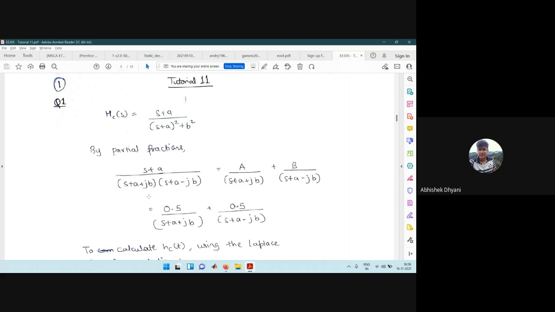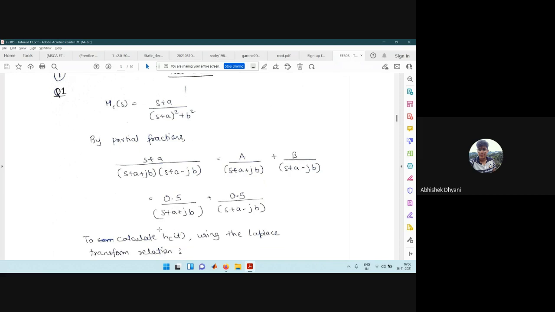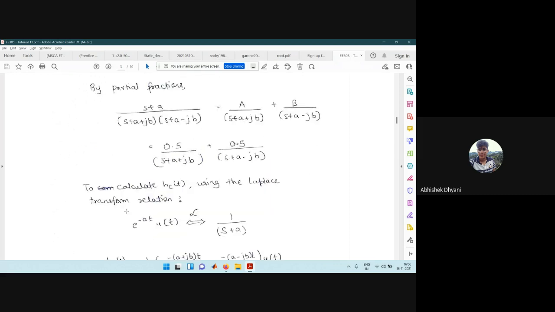Now, once we have this decomposition, it is possible for us to take the inverse Laplace transform to find out the continuous time hc(t). For that, we will look at this Laplace relation. We note that whenever we have e raised to the power minus a t u(t), the corresponding Laplace transform is of the form 1 by s plus a. It means that it will have a transfer function with the pole at s equal to minus a.